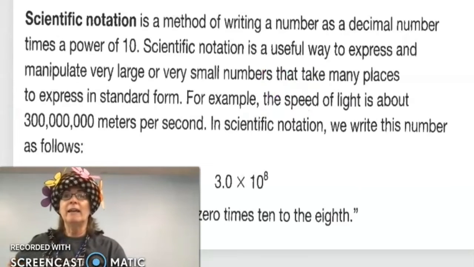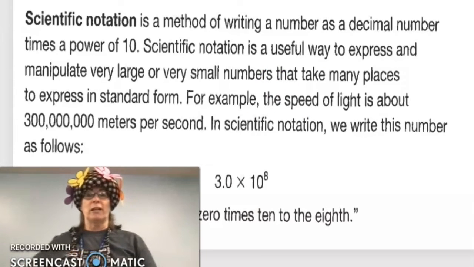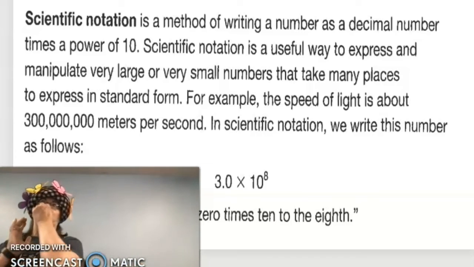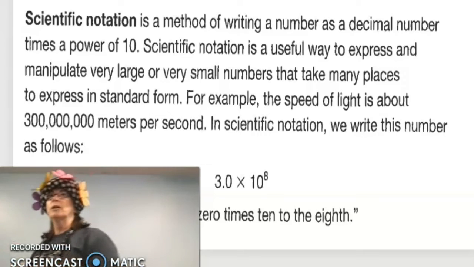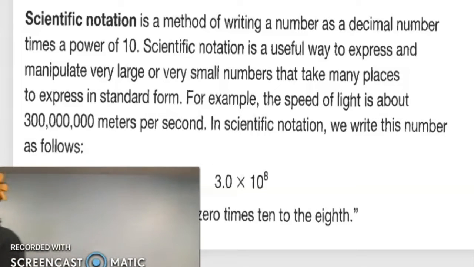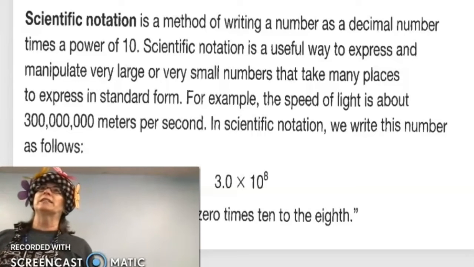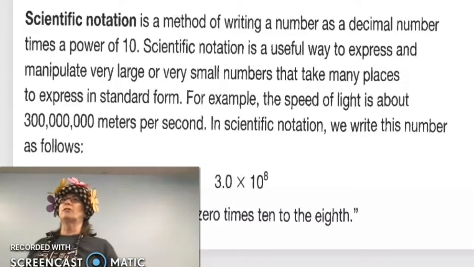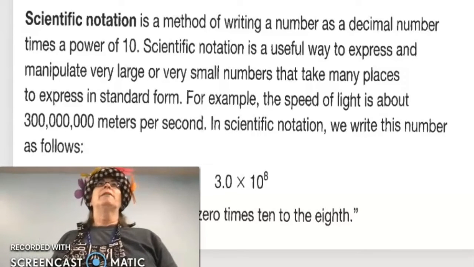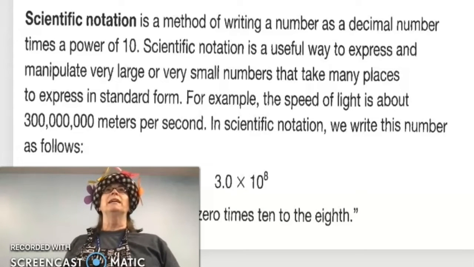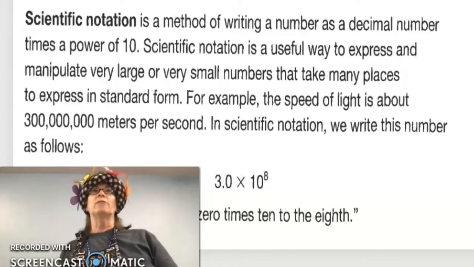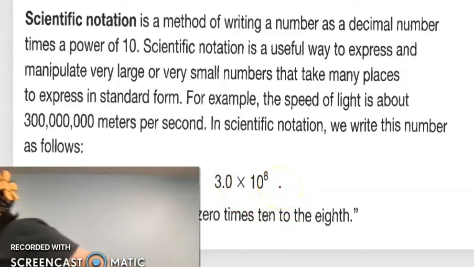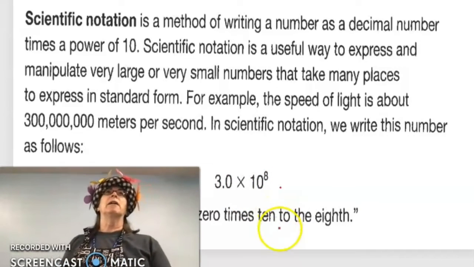Okay, very good. And now we're starting scientific notation, everybody. Scientific notation is a method of writing a number as a decimal number times a power of 10. Scientific notation is a useful way to express and manipulate very large or very small numbers that take many places to express in standard form. For example, the speed of light is about 300 million meters per second. In scientific notation, we write this number as 3.0 times 10 to the 8th power.